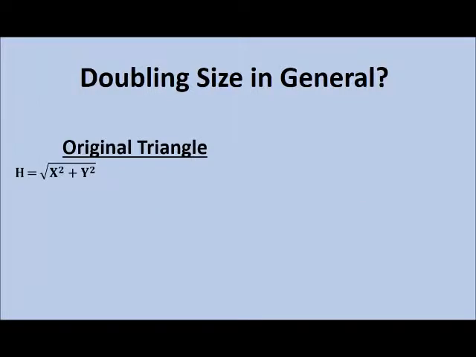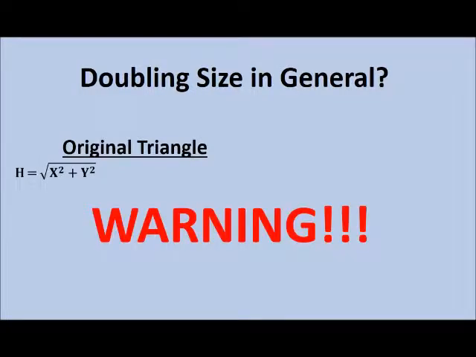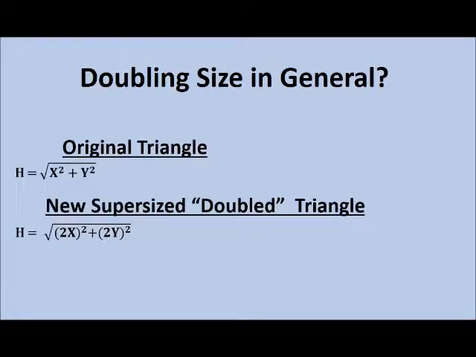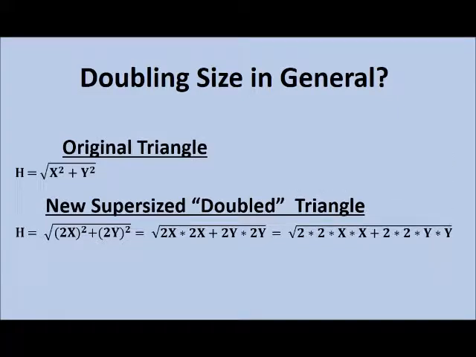Warning! We have a possible speed bump alert here. What follows is a bit more involved than what we've done before, so see if you can hang in there. Plugging those doubled values in, we get the square root of the quantity 2x squared plus the quantity 2y squared. Expanding each of these square terms, we see that this is the same as the square root of the quantity 2x times 2x plus 2y times 2y. Reordering our multiplications, we get the square root of the quantity 2 times 2 times x squared plus 2 times 2 times y squared, which can be written as the square root of the quantity 4x squared plus 4y squared.